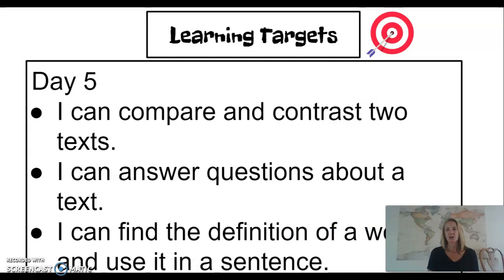Our targets or our objectives for today are: I can compare and contrast two texts. So we're going to go back and look at the last two pieces of reading, both about the three sisters and planting the garden, and then energy and the sun. Those are our two articles that we'll use for objective number 1. Then I can answer questions about a text, and I can find the definition of a word and use it in a sentence.